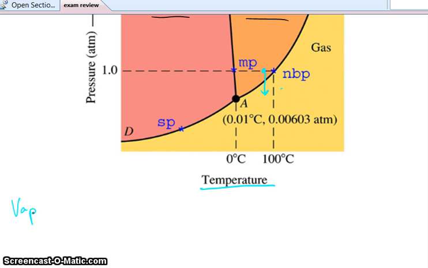Vapor pressure. Why am I still in that goofy blue color? Let's get some hardcore black here. Get it? I like heavy metal.